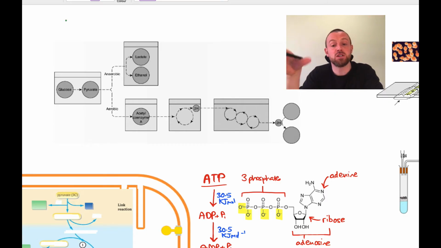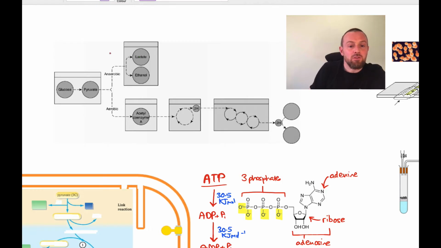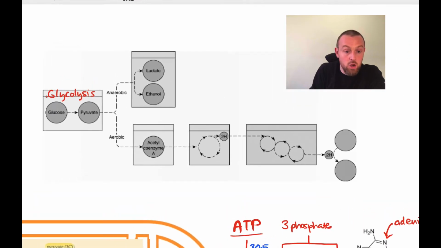In this video, first we're going to talk about aerobic respiration, and we'll come back to anaerobic a little bit later. Now, there are some similarities between aerobic and anaerobic. Both start with a process called glycolysis. So I want you to label this here, glycolysis. Now, if there is oxygen, then we proceed in this direction via the aerobic pathway.